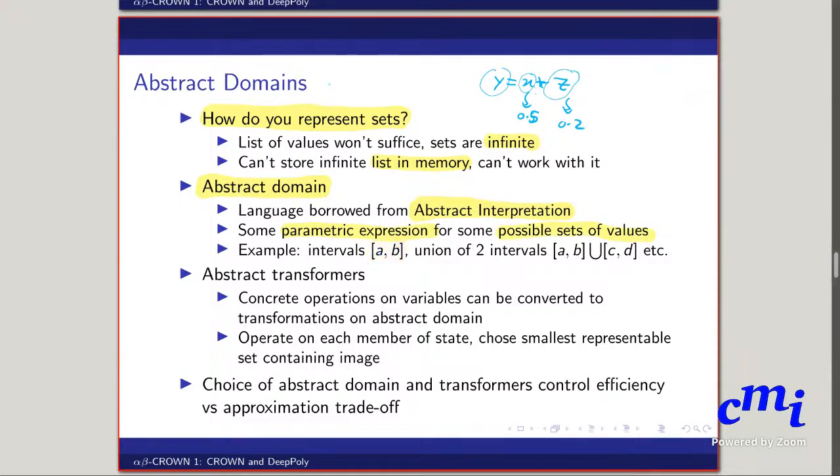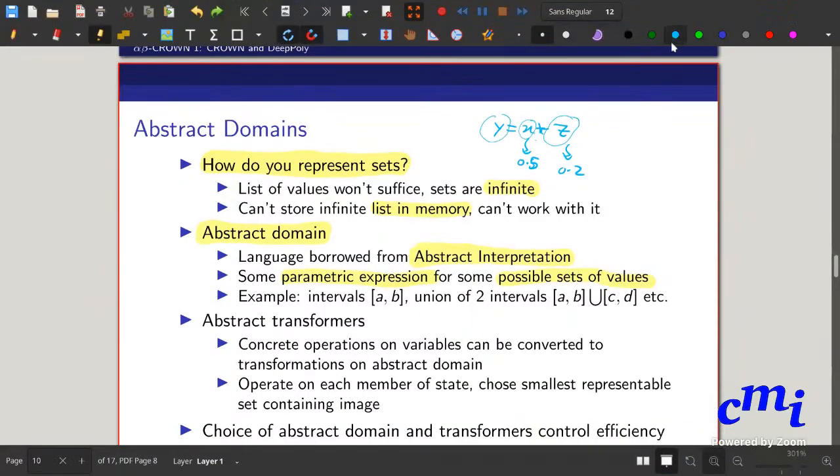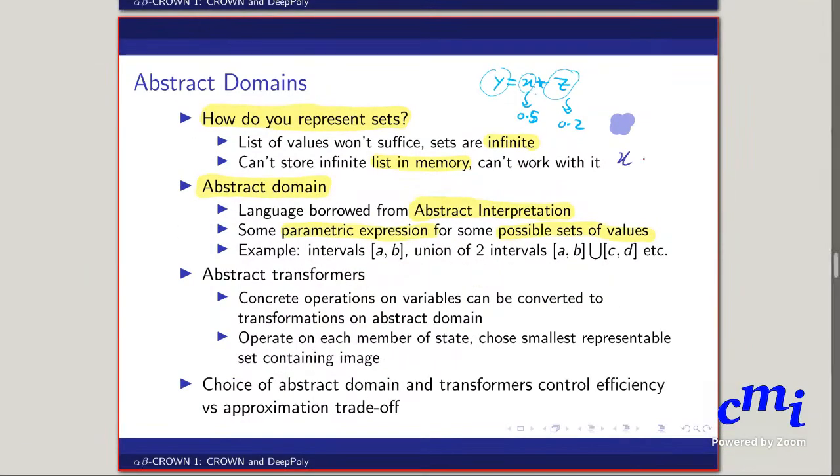So for example, if I now say that my variable x, instead of having a value 0.5, I can say that it belongs to the interval 0.2 to 0.6, right?